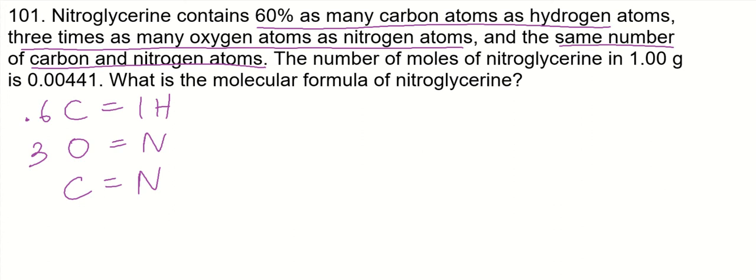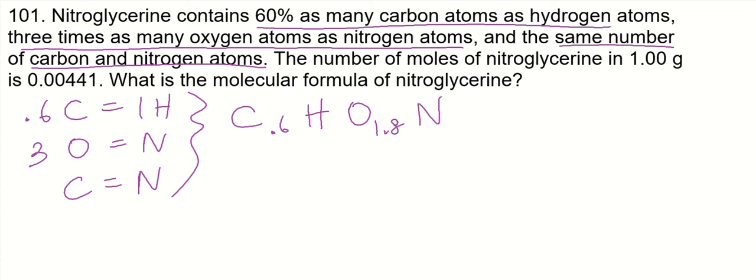All right, so let's see if we can express all of this in one formula, empirical formula. So let's see, that's 0.6 carbon. Let's go with the hydrogen next. So for every hydrogen, and then let's do the oxygen next. So 3 times as many oxygen as nitrogen or carbon. So 3 times 0.6 is 1.8. Okay, and then let's do the N, nitrogen, and that's going to equal the carbon. So that's also 0.6. All right, that's pretty ugly.